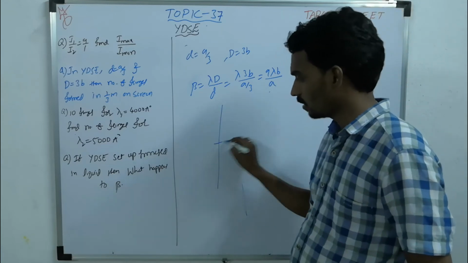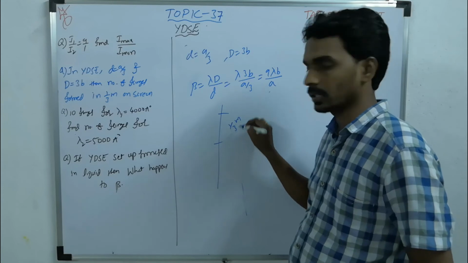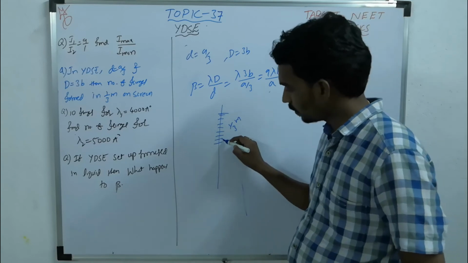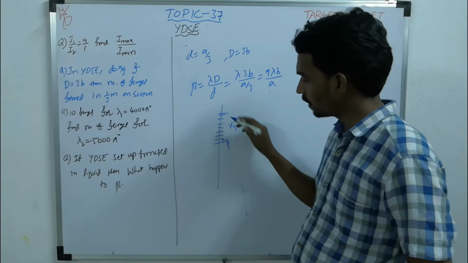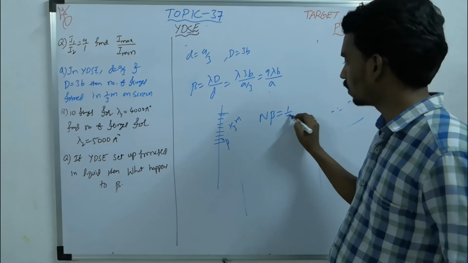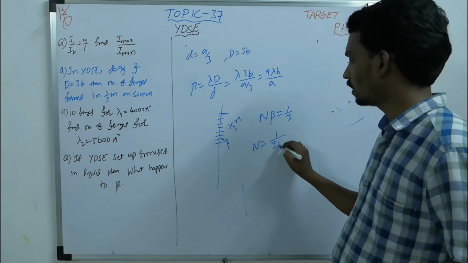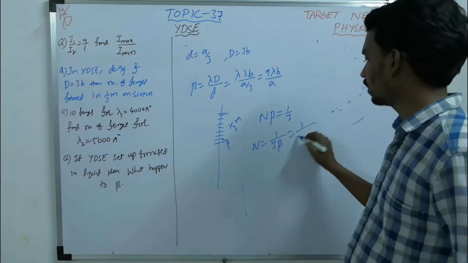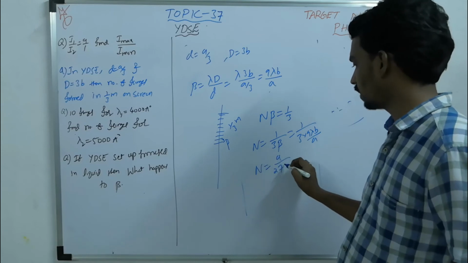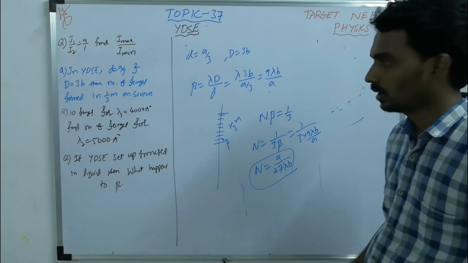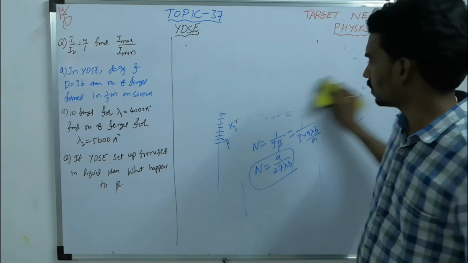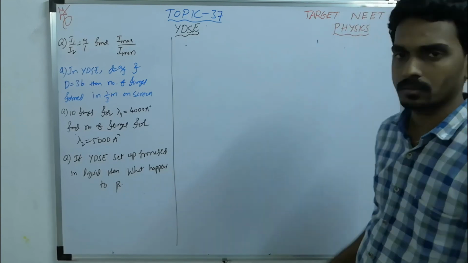Now on the screen, when you consider a distance of 1 by 3 meter, there are some n number of fringes. One fringe width is beta. If n fringes are there, the total length should be n times beta, and that should equal 1 by 3. Then n should be 1 by 3 beta. Substituting, 1 by 3 into 9 lambda b by a, so n equals a by 27 lambda b. So they will ask formula-based questions only; you just have to remember the formula and understand the question.